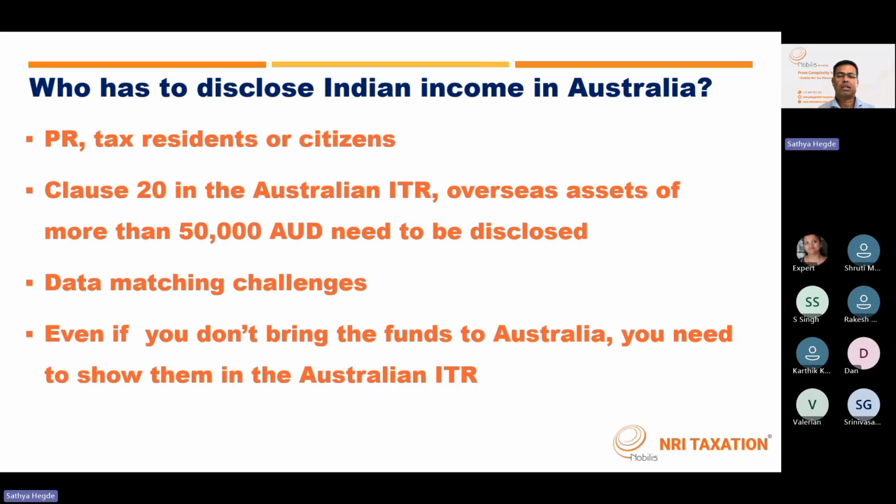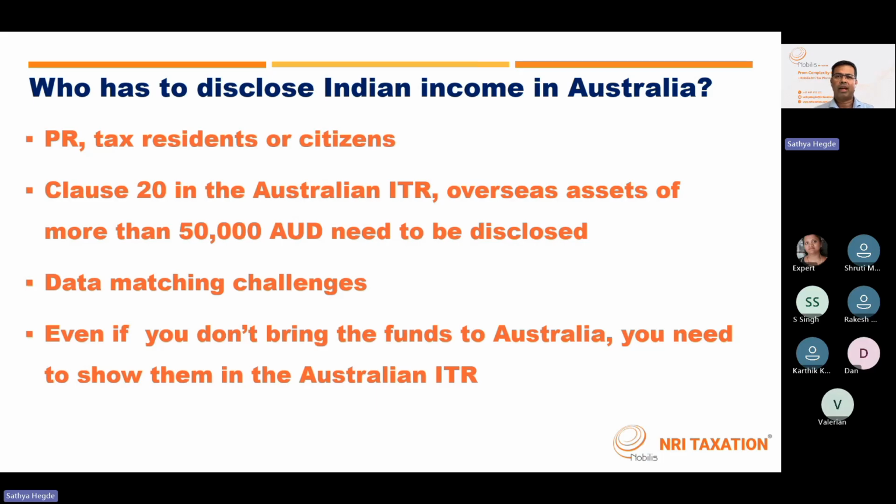You go to clause number 20 in your Australian tax return, and make sure that you have ticked those boxes where you have disclosed overseas assets above $50,000. Why is it important? There are so many ways in which the ATO will come to know about it. One of the fundamental things is data matching.